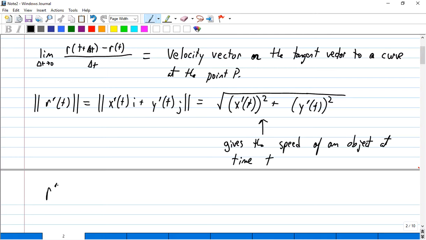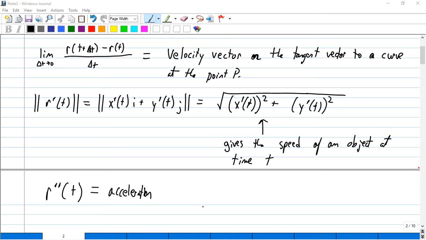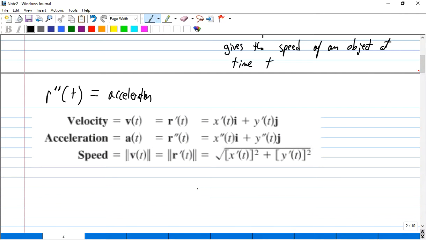Similarly, what would r double prime of t be equal to? That would be the acceleration vector, or the acceleration. All right. So just to recap real quick, this is in your book. I'm just going to copy it over, show you these three formulas. This is on page 833 of your ebook. So there's velocity, acceleration, and the speed.